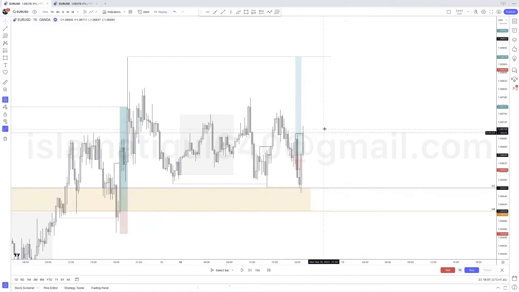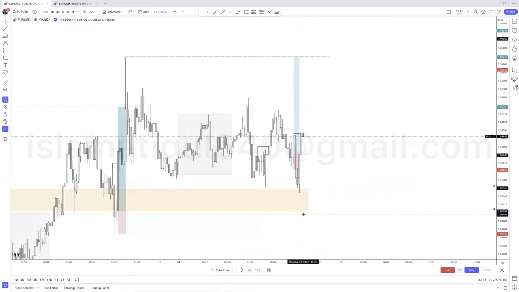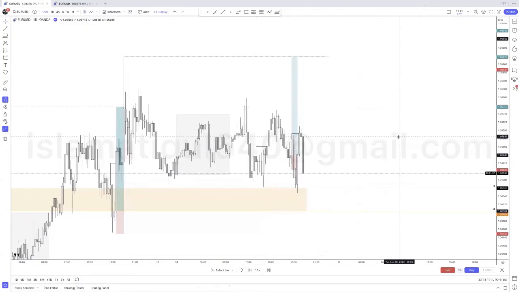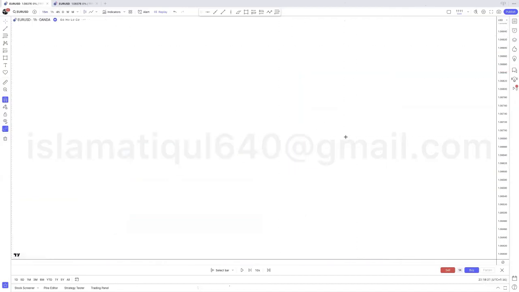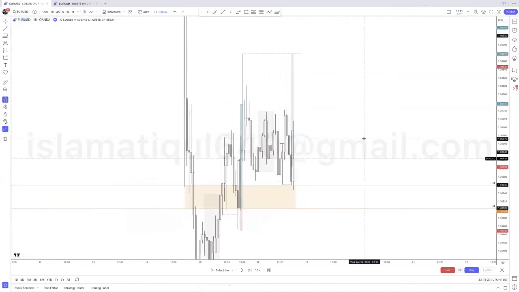Let's see. We might have a buying opportunity yet. Yes, we might have a buying opportunity. Let's wait for the 1 hour closing because I can't rely on 15-minute data. We'll wait for the 1 hour closing. Now 1 hour has closed. We have a breakout structure, right? We had a breakout structure.